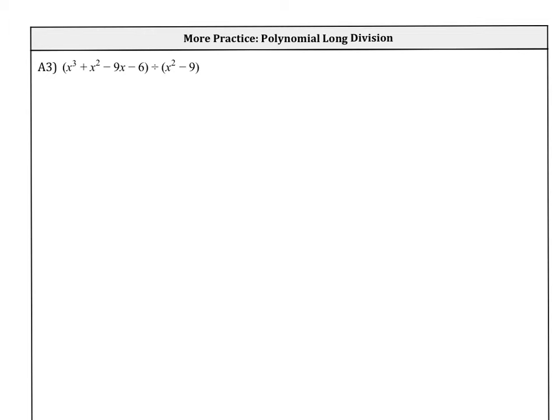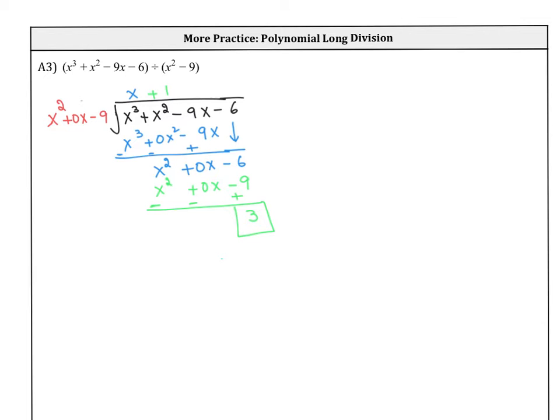4.3 Day 2, more practice with polynomial long division. So we are going to do A3, the problem related to long division. We are going to divide x cubed plus x squared minus 9x minus 6 by x squared minus 9. I completed this polynomial by adding 0x because the 0x term was missing. Now I want to get x cubed, so I multiplied this whole polynomial by x.